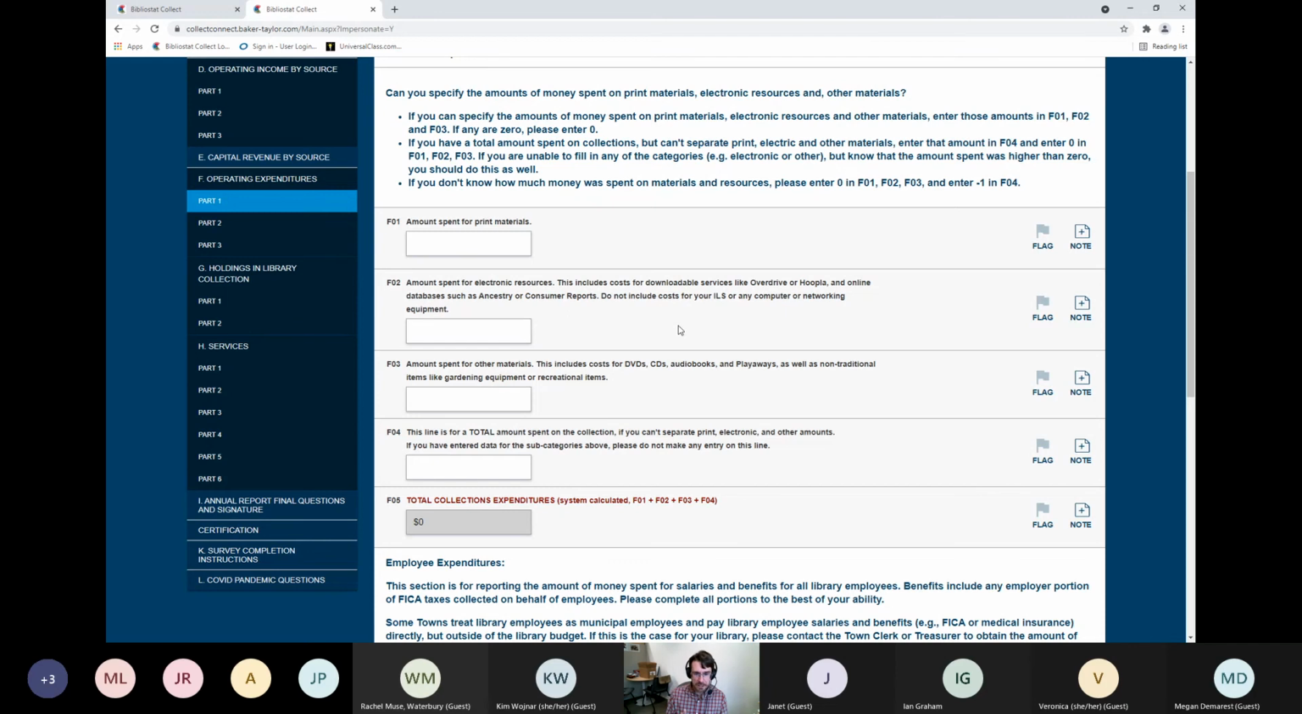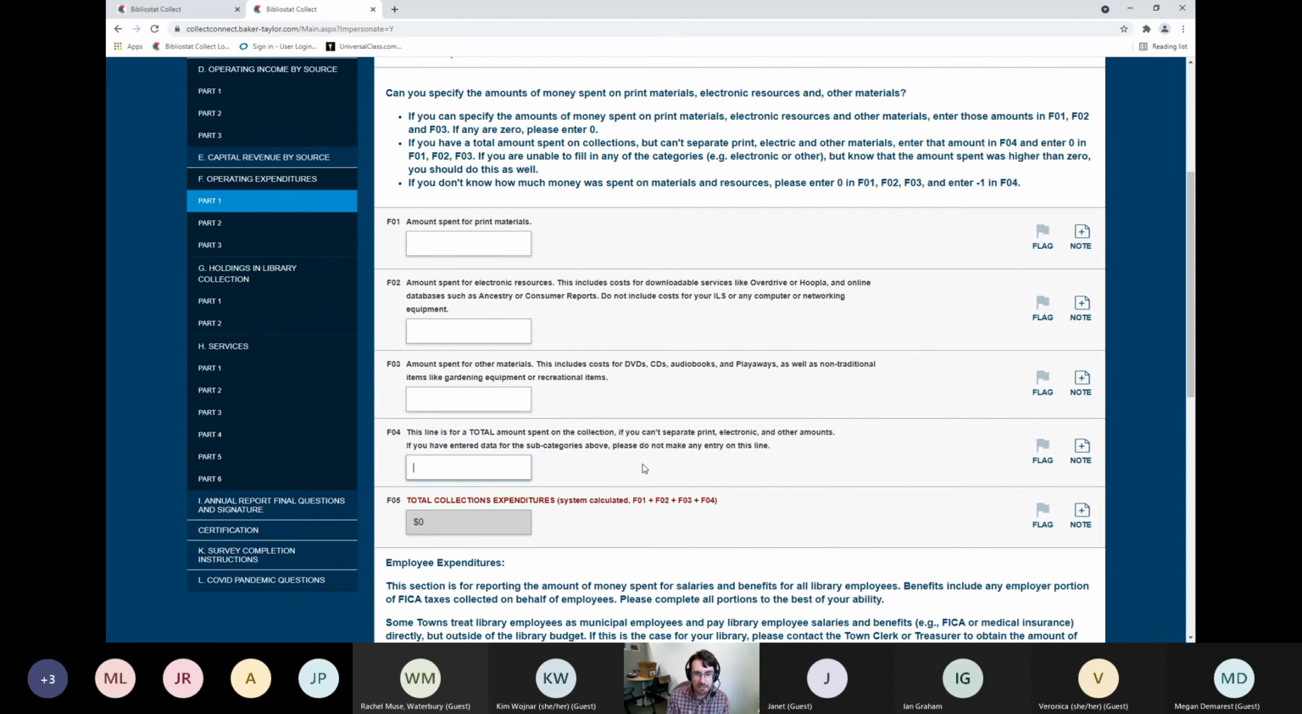Third, other materials. Other materials are predominantly DVDs, CDs, audiobooks, playaways, but also include non-traditional items like gardening equipment, snowshoes, muffin tins, etc. So ideally, you break your collection expenditures into these three categories: print, electronic, and other. If you can't do that, if you can't do a breakdown at all, or one of them you don't know the answer to, then what you want to do is go into FO4, which is a total. You just put the total there. You put zeros in the other ones, and you put your total here.